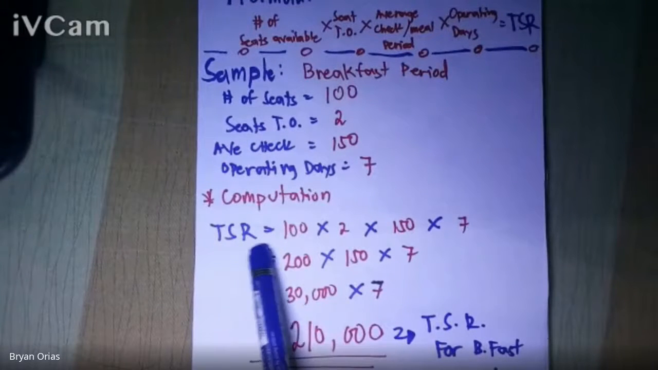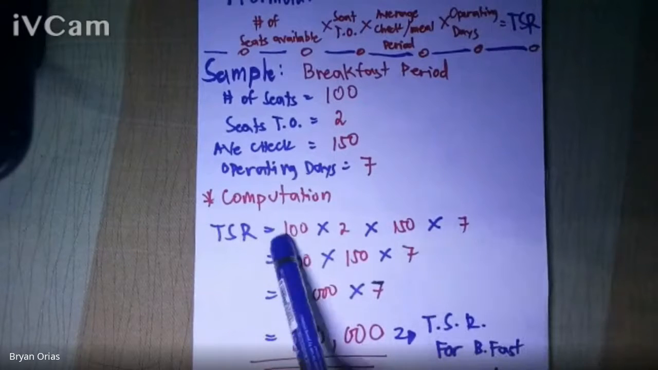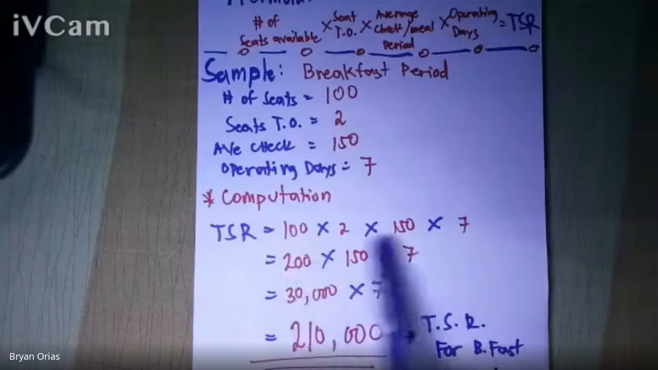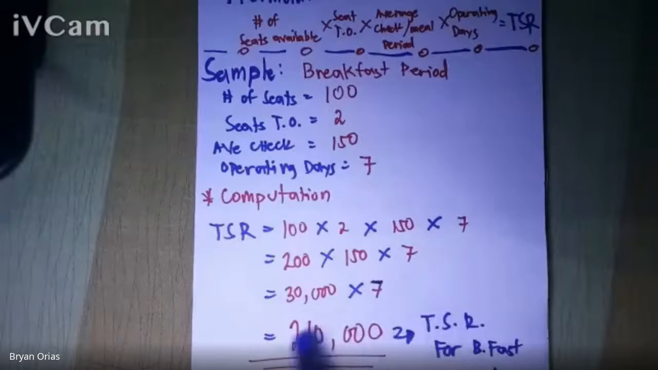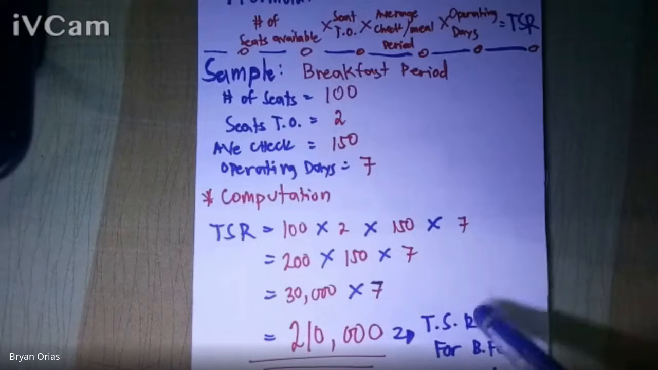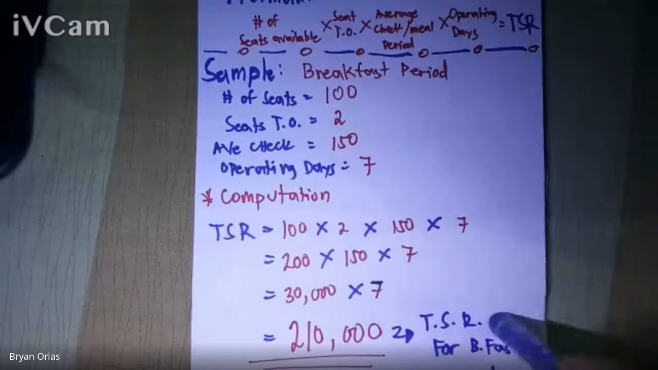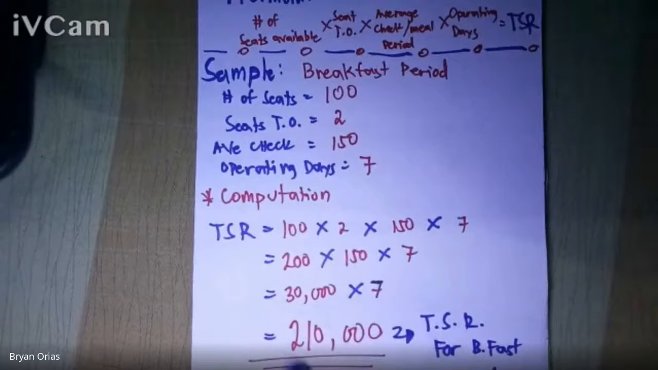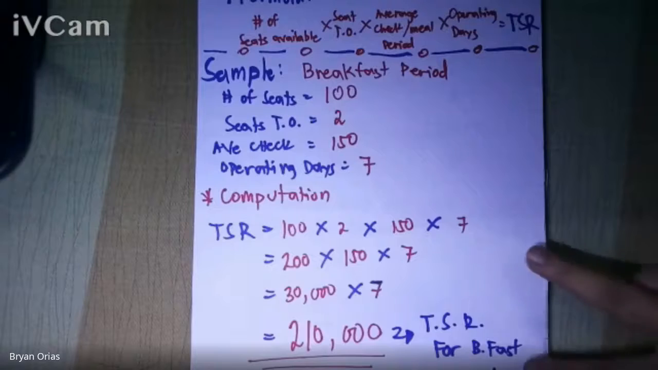To compute, TSR is equivalent to 100 times 2 times 150 times 7. Or 100 times 2 is 200. 200 times 150 is equivalent to 30,000. Times 7 is equal to 210,000. This means your total sales revenue for that particular week, for the breakfast period only, will be 210,000. Okay? Did you get it? I suppose you got it.